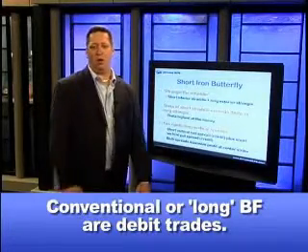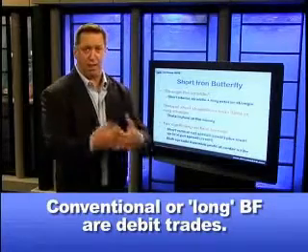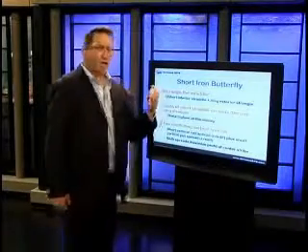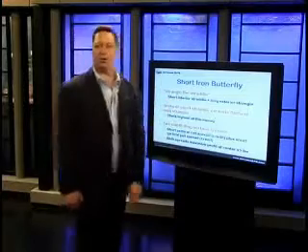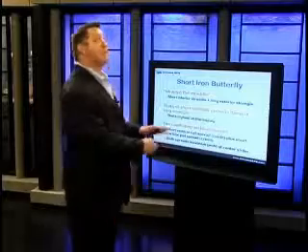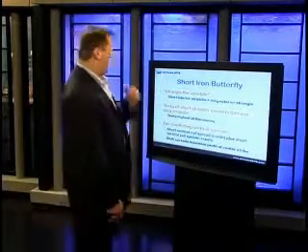Why were they called long? Because they were a debit trade. You had to put money out, a debit. The equivalent to those is the short iron butterfly. Why is this one called short? No difference in what they do. No difference at all in what they do. And you're going to see me prove that in a couple minutes.